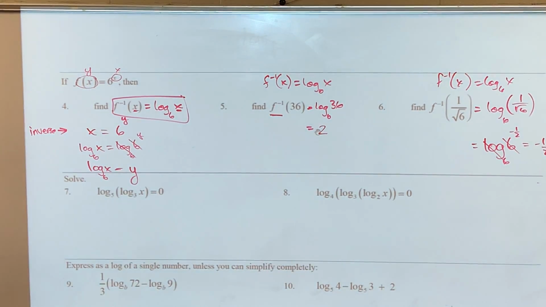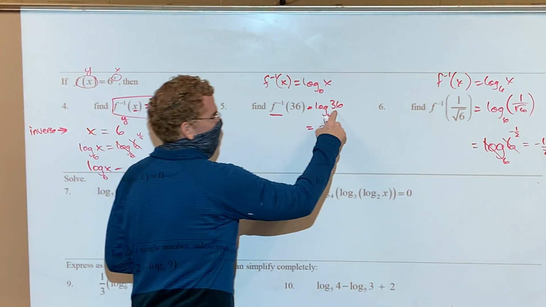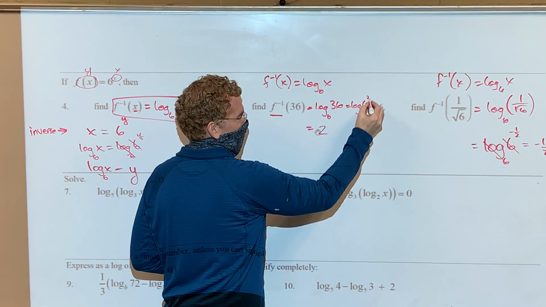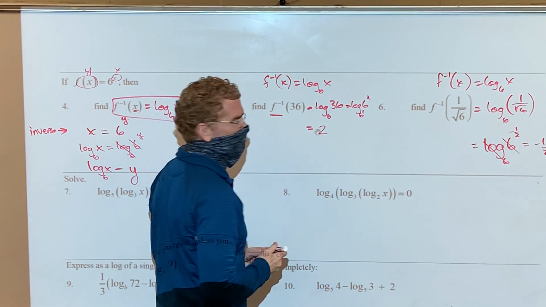Wait, on number 5, how'd you get 2? Because 36 is what? 6 squared. And my rule is that 2 over that 1 is 2. Oh, yeah, that's right.